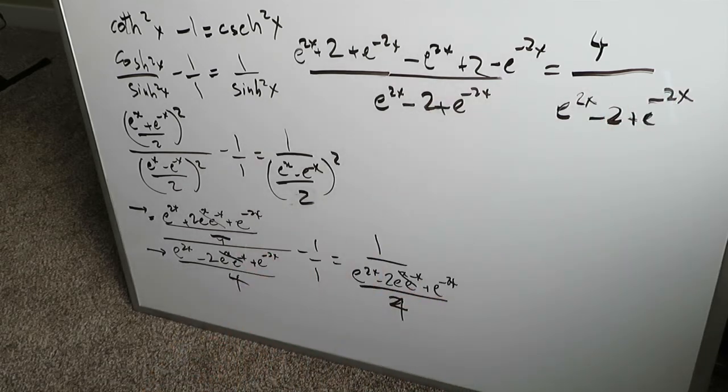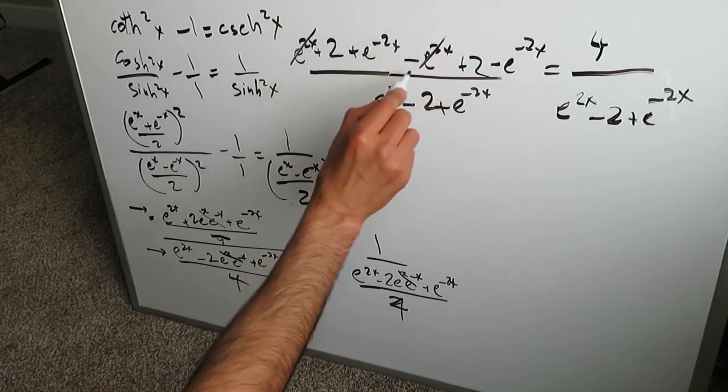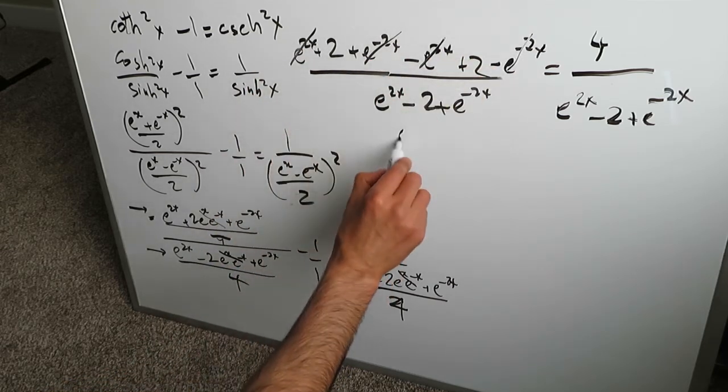Yes, it gets a little messy. It gets a little confusing. Now the fun part, cancelling. This cancels out with that, that with that. You get 4 on the top.